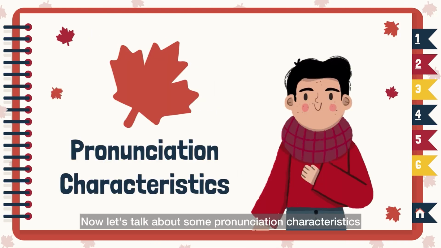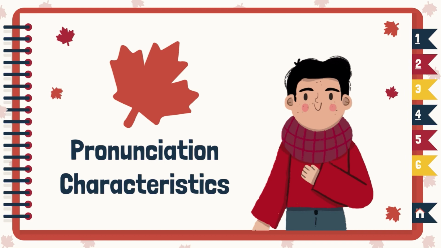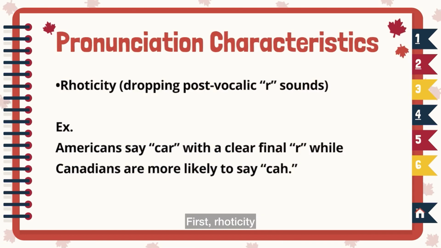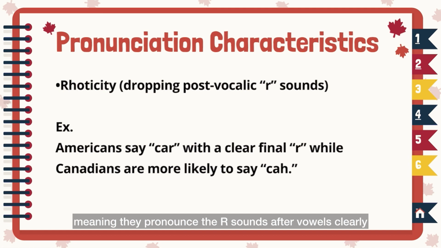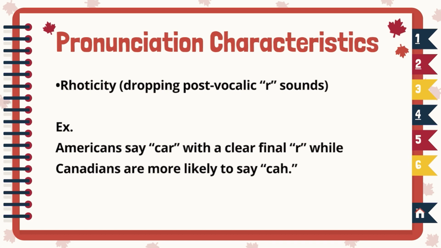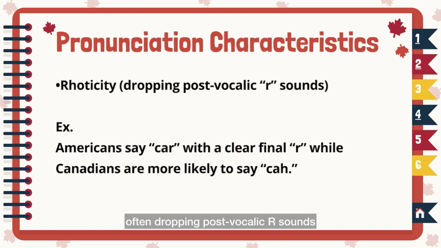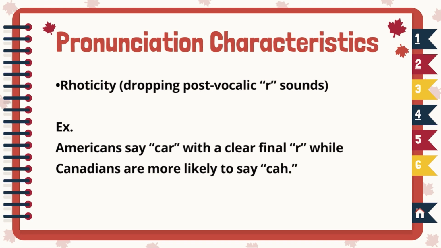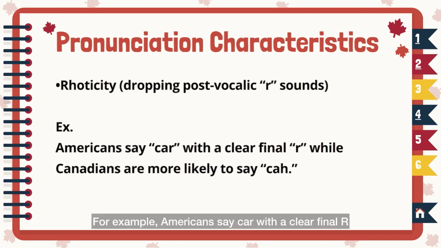Now let's talk about some pronunciation characteristics of Canadian English. First, rhoticity. Most American accents are rhotic, meaning they pronounce the R sounds after vowels clearly. Canadian accents are typically non-rhotic, often dropping post-vocalic R sounds. For example, Americans say car with a clear final R, while Canadians are more likely to say ka.